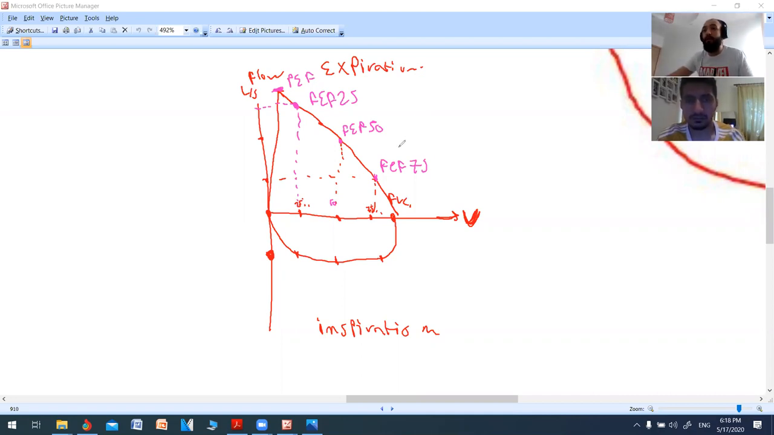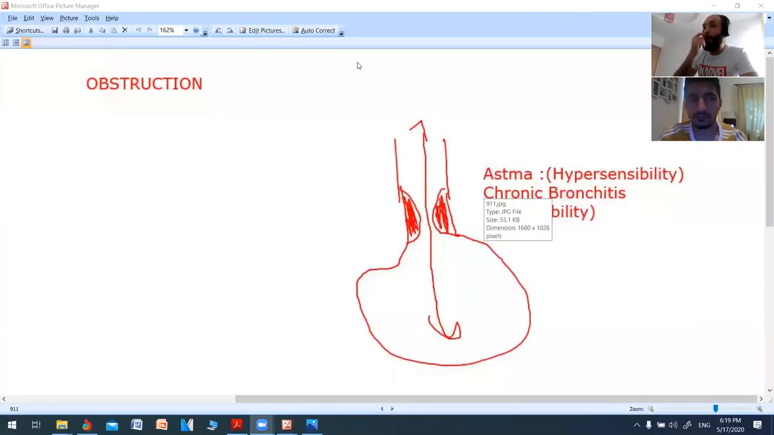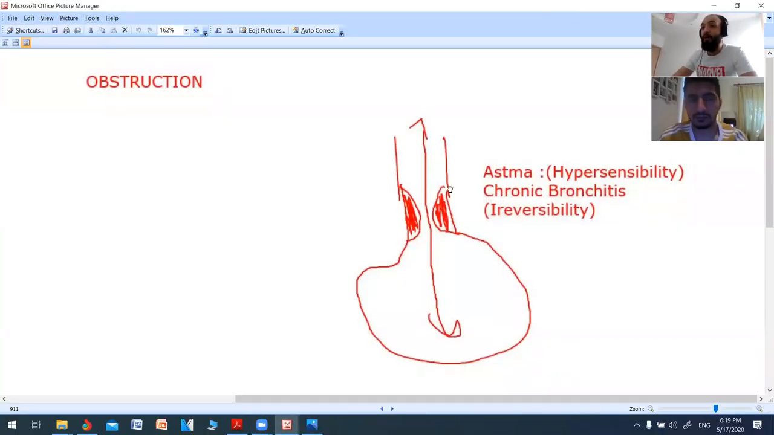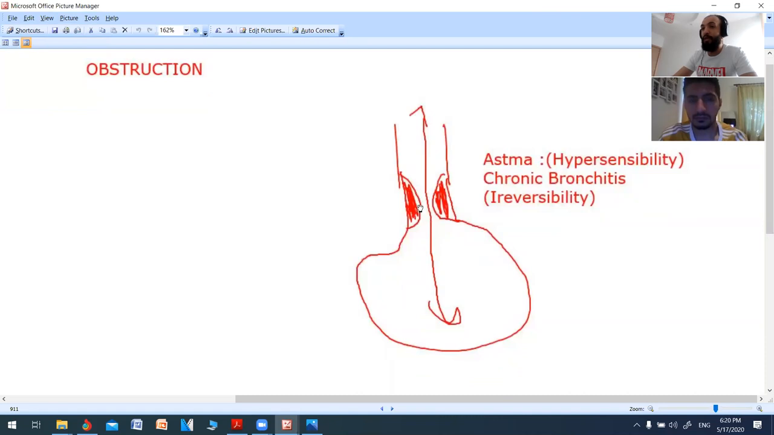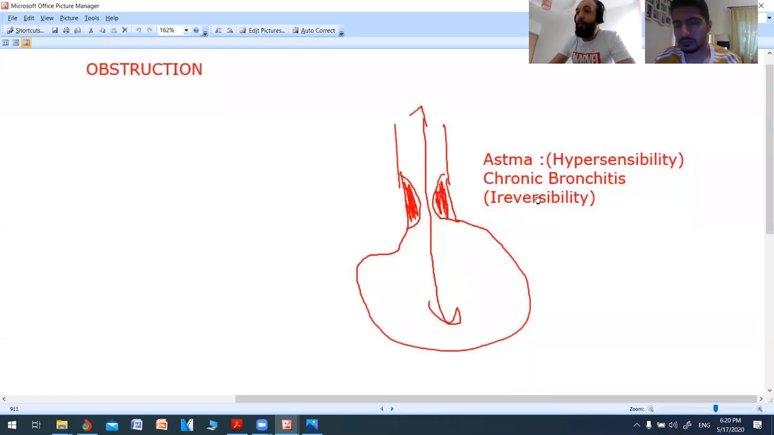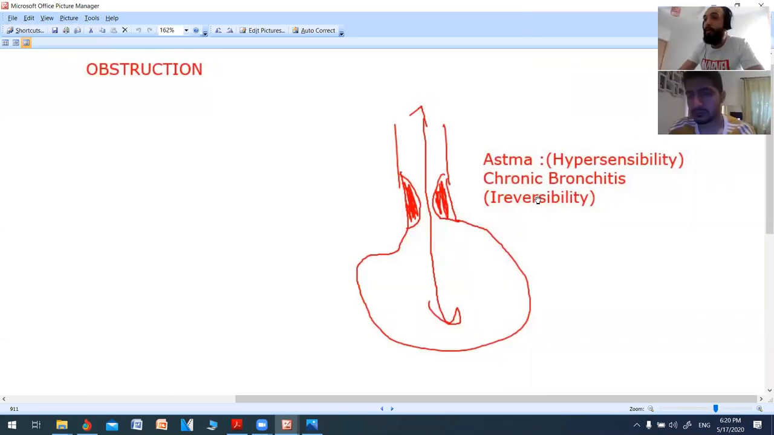Now we move on. Now let's do a pathology. What pathology do you see here? Obstruction or restriction? Obstruction. Obstruction of the airway, not a restriction of the alveoli. Is it clear? Okay. Let's see what we can have on the obstruction. Let's think of a patient that has a mild obstruction, not so strong an obstruction, okay?